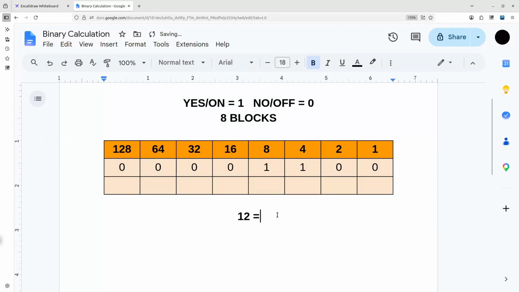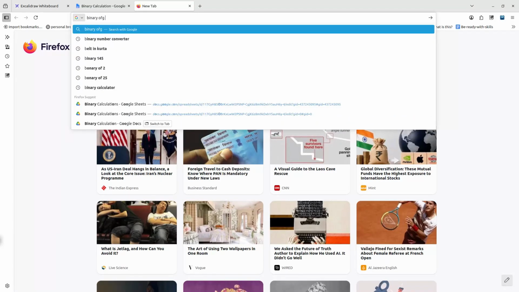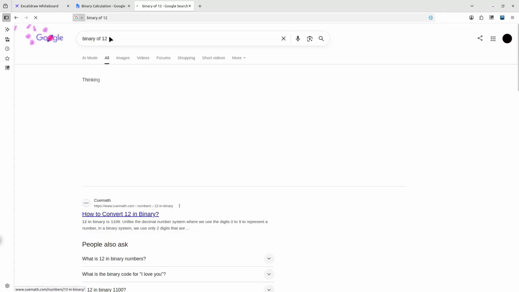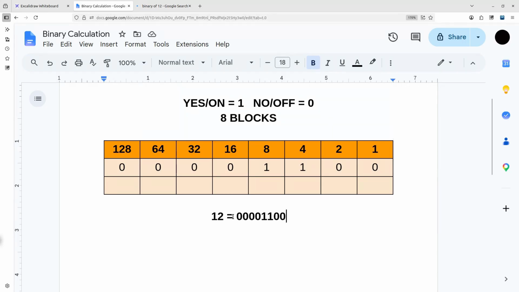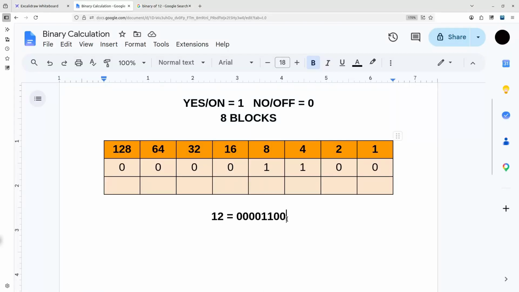Pretty much sorted. We don't need this and we don't need this. So the binary of 12 will be 0, 0, 0, 0, 1, 1, 0, 0. Want to check? Let's check. Binary of 12. See? 1, 1, 0, 0. Yeah, you see this? Binary of 12 is 1, 1, 0, 0. And we have 1, 1, 0, 0. Okay?